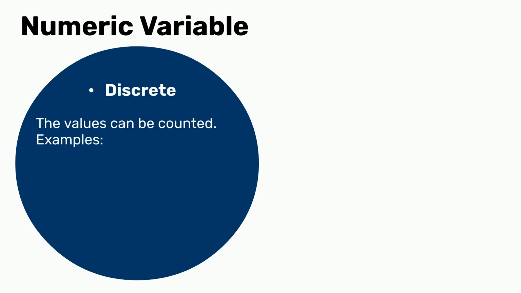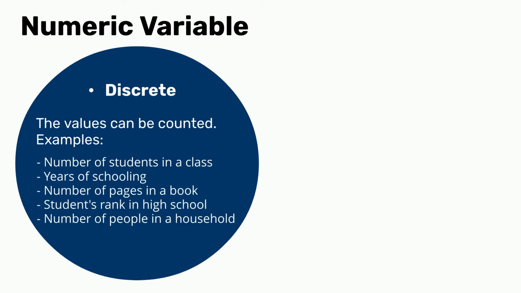The values of discrete variables can be counted. For example, you can count the number of students in a class. It is not possible to include a number of students that will be a fraction of an integer like 10.5, for instance. Other examples include years of schooling, number of pages in a book, students' rank in high school, number of people in a household.